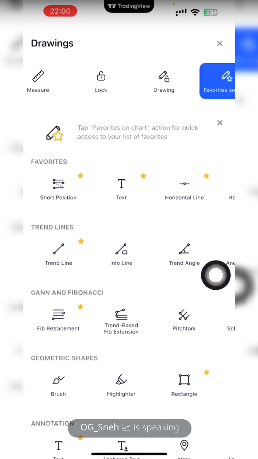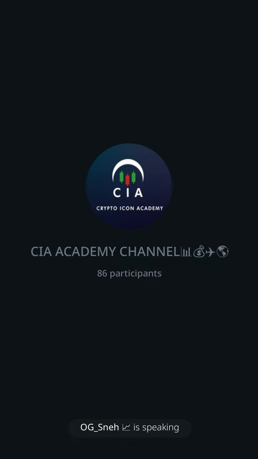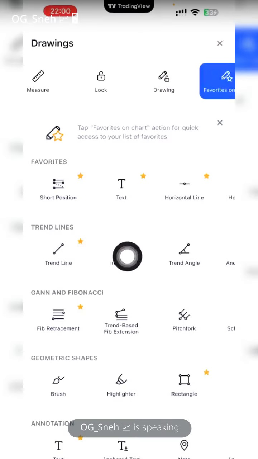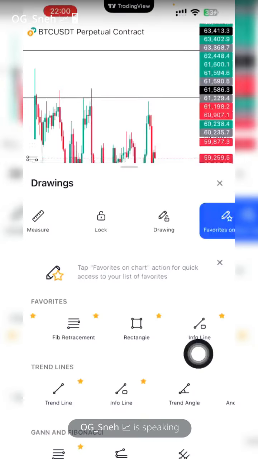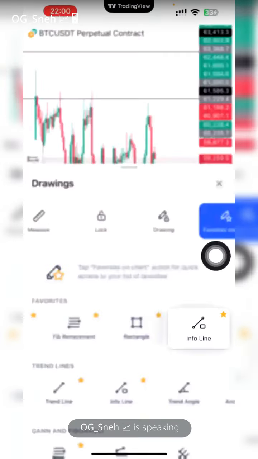Once you add it to favorites, it comes up. Look at this one now, I have not added it. If I click add to favorites, you are going to see it in my favorites. Can you see it in my favorites? But I don't need it in my favorites, so let me just remove it. Remove from favorites.